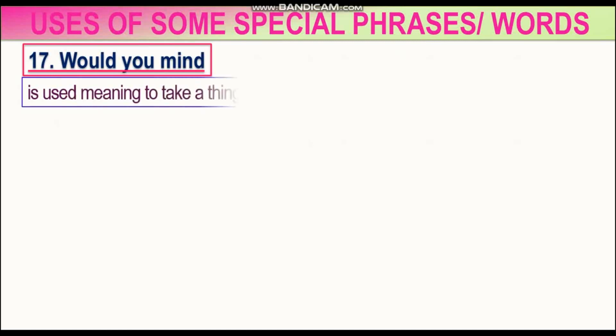Number 17. Would you mind? The phrase would you mind is used meaning to take a thing to mind. The phrase would you mind is actually used to ask for permission more politely, and after the phrase would you mind, the verb must be V1, I mean, you have to add ing with the present form of the verb.